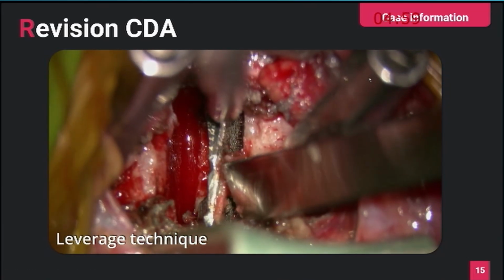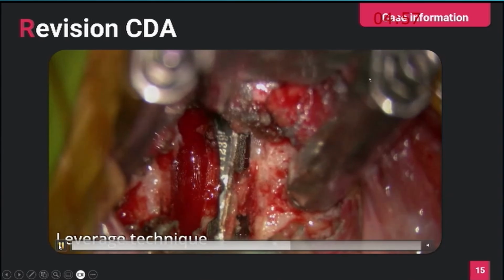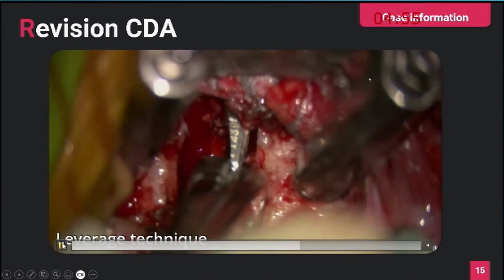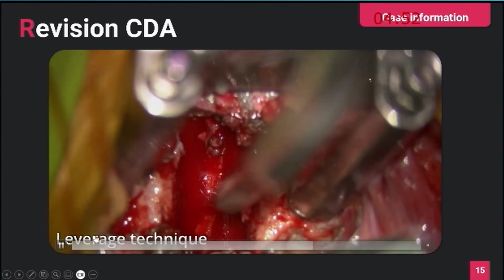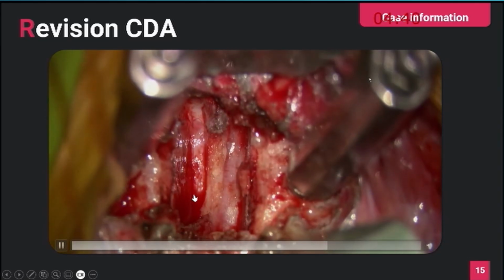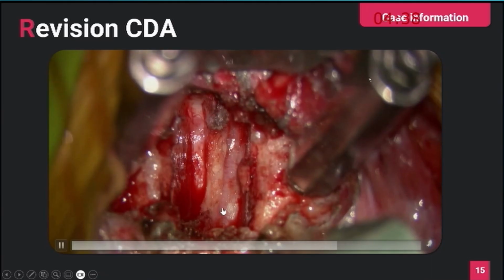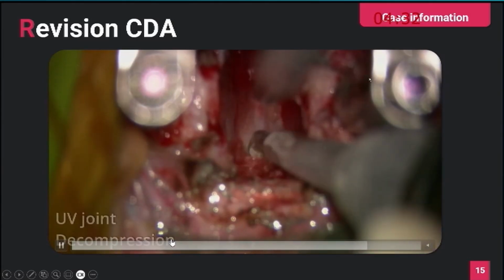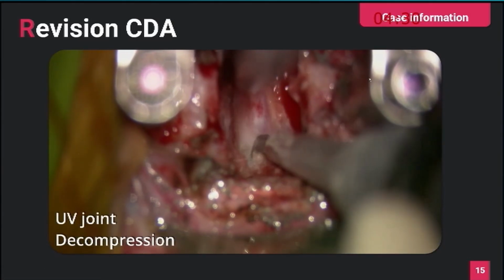After we remove the whole artificial disc, you can see there is the scarred posterior longitudinal ligament over here. And this is ossified scar tissue, scarred PLL. We don't deal with it. We leave it alone to protect the dura. Then we continue to do the bilateral UV joint decompressions, the right side and the left side.